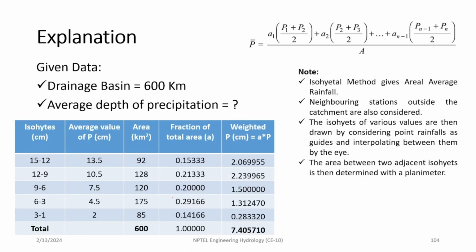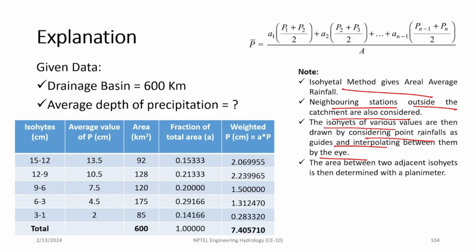Yes, I got it. Okay, so firstly we will look into the major concept applying behind this method. You can see the isohyet method gives an aerial average rainfall. Another point is that neighboring stations outside the catchment are also considered in this, so definitely accuracy is higher in this case. Then isohyets of various values are drawn by considering the point rainfall as a guide and interpolating between them by eye.